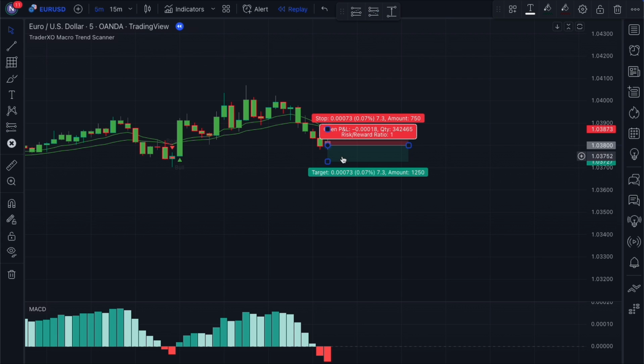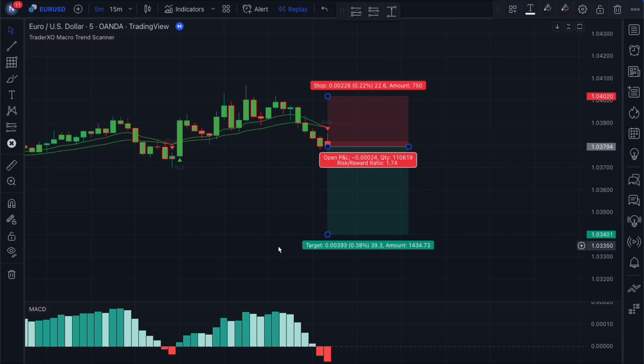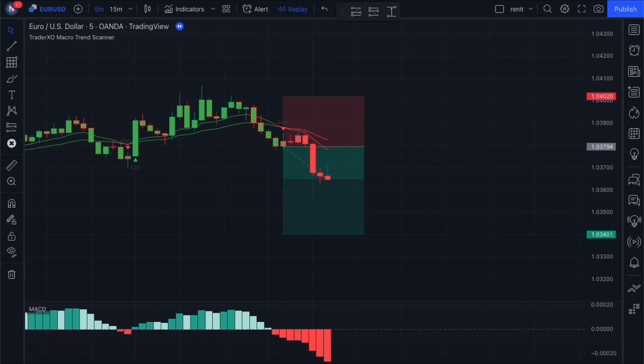So place a sell order on the close of our trigger candlestick, then set the stop loss at the recent swing high. And just like with long trades, we will place the take profit at 1.75 times the risk.